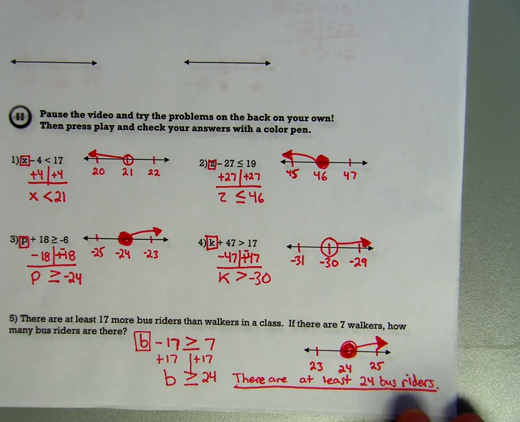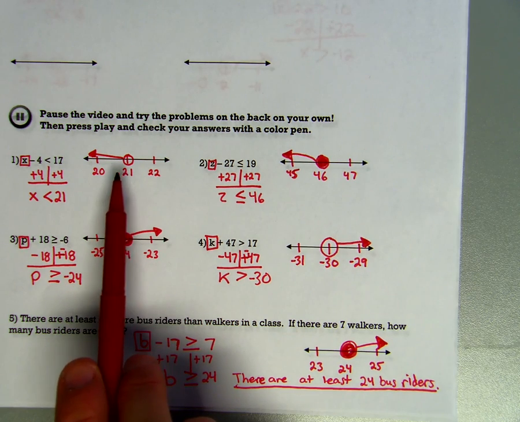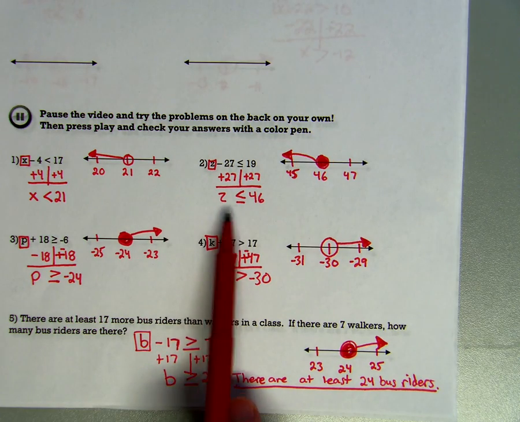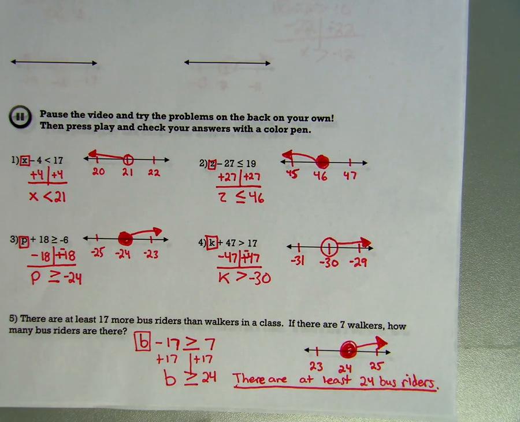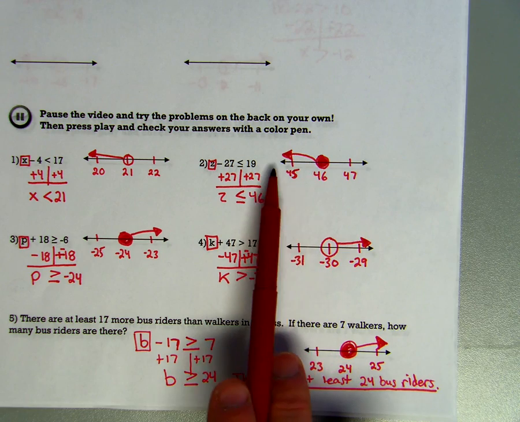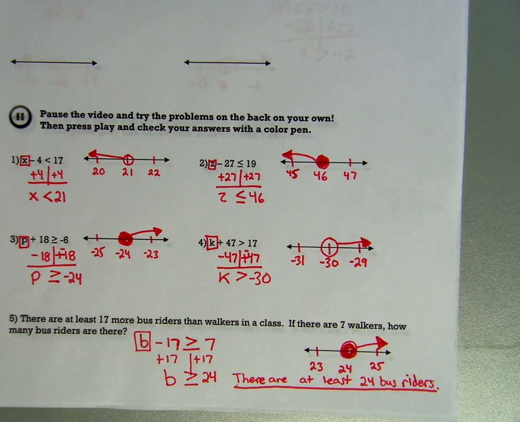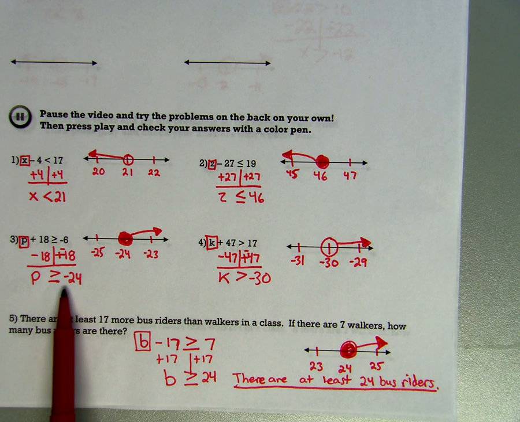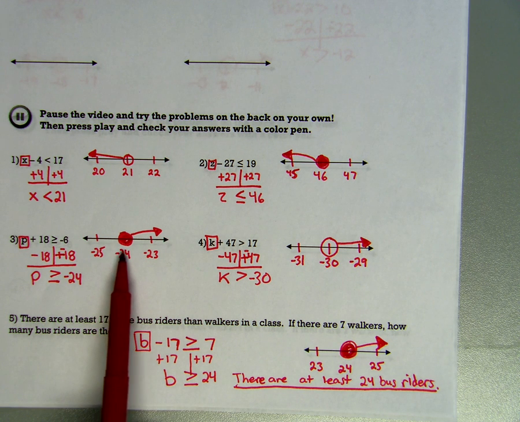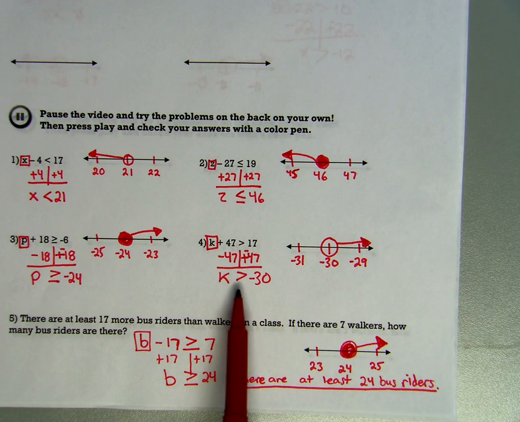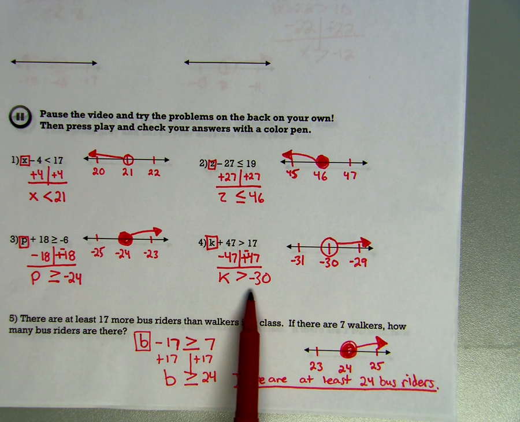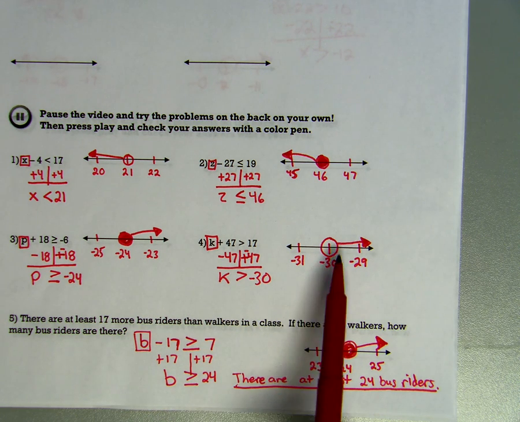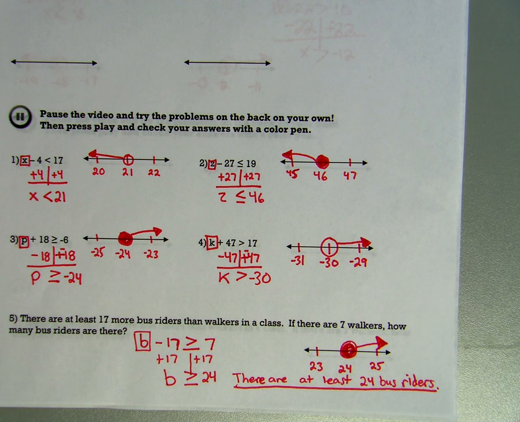Okay. So we have number 1, we're going to have x is less than 21. Again, make sure you have an open circle for a less than. Number 2, we have z is less than or equal to 46. So it's a closed circle and it is going to the left. Number 3 is p is greater than or equal to negative 24. So it's a closed circle. And number 4 is k is greater than negative 30. So we're going to have an open circle and we're going to be going to the right.